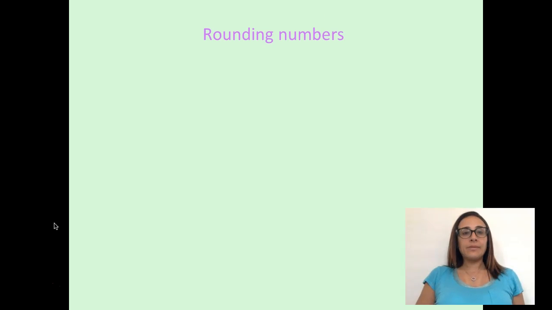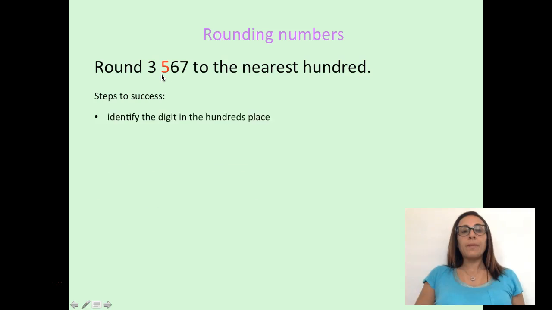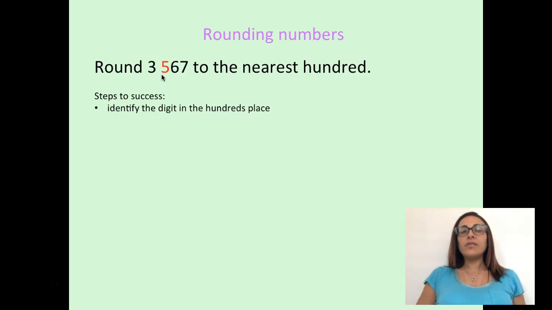Rounding numbers. We need to round 3,567 to the nearest 100. You can see the number 5 is in the place value of hundreds. It has been indicated in red. Steps to success. The first thing you need to do is identify the digit in the hundreds place value. The reason why we are identifying the digit in the hundreds place value at this stage is because this question is asking us to round to the nearest 100.